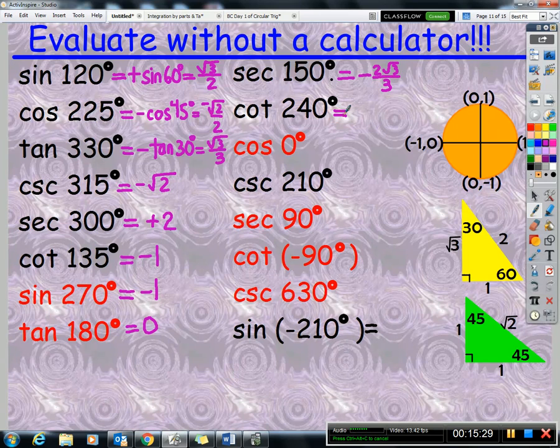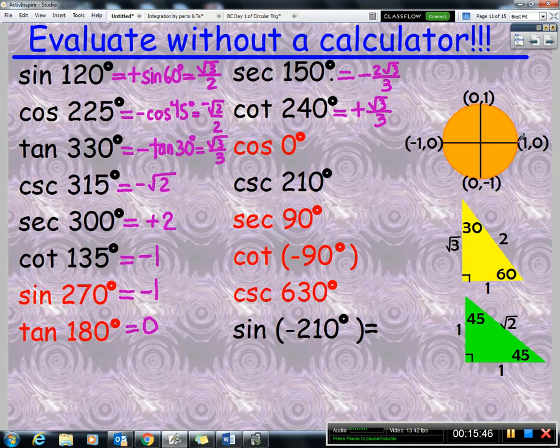240 is in the tan quadrant. Tan and cotan are positive. The reference angle is 60. Tangent is the square root of 3 over 1. Therefore, cotangent is 1 over the square root of 3, or the square root of 3 over 3. Uh-oh, rebound. 0 degrees is on the positive x-axis at your 1, 0 point. Sine's y, so cosine is x.